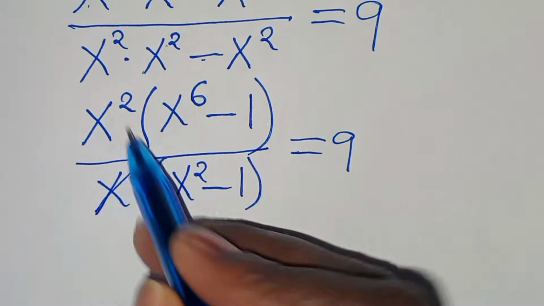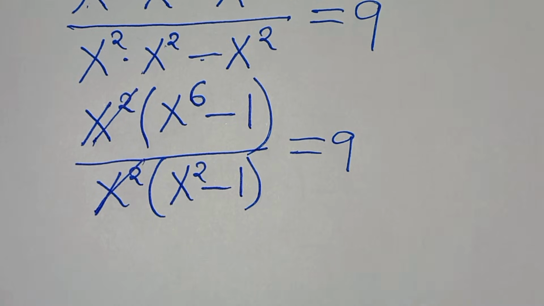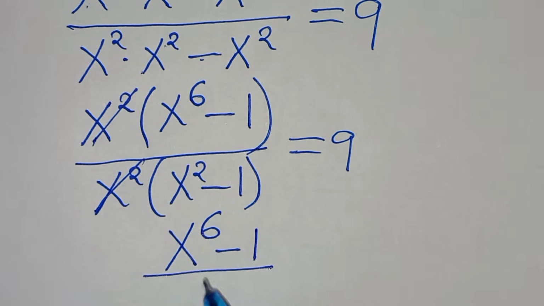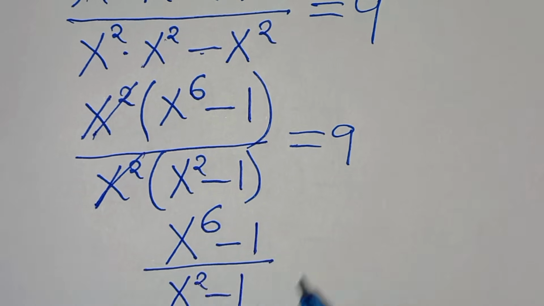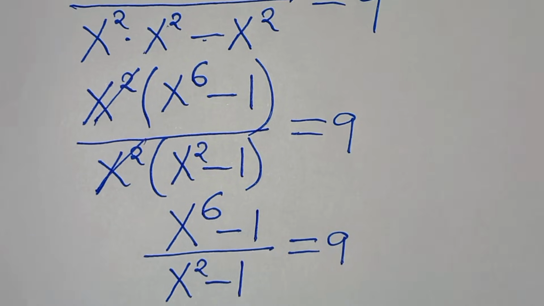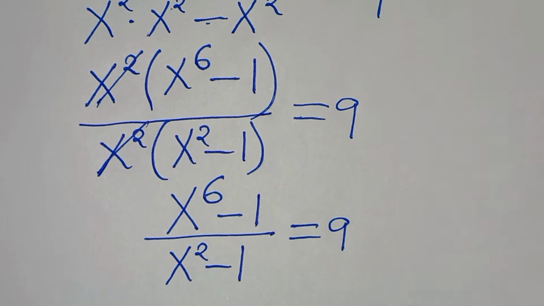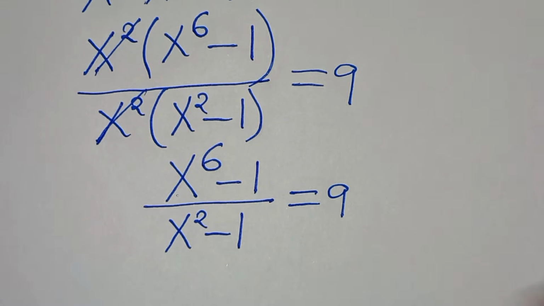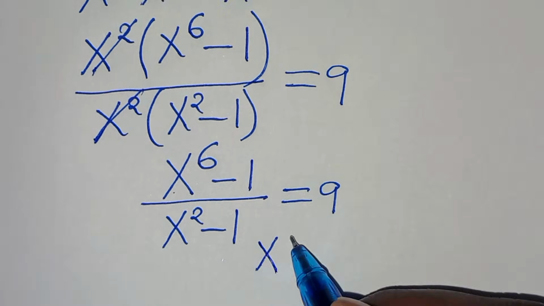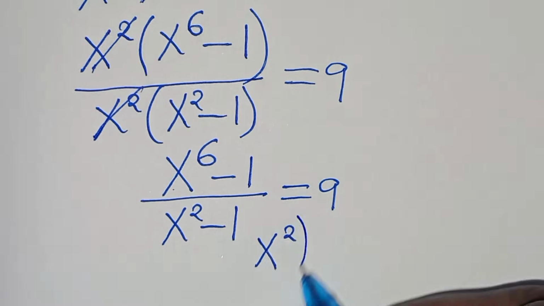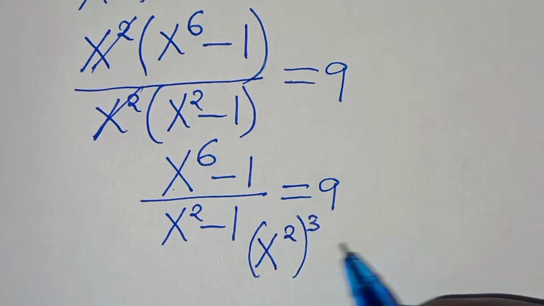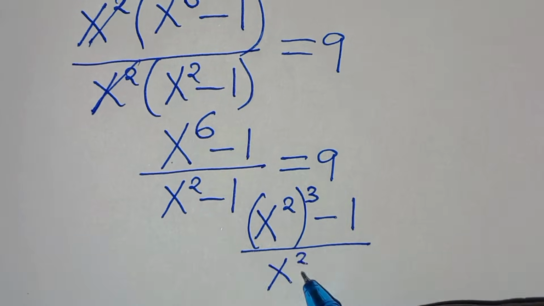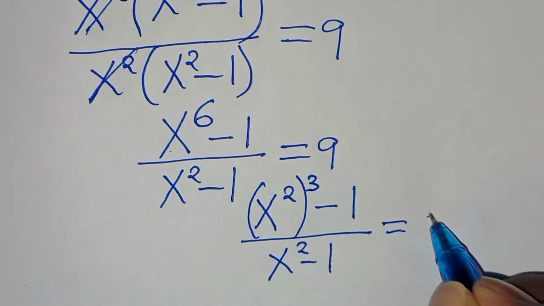x^2 is common here. We can simplify so that now we have (x^6 - 1) / (x^2 - 1), which is equal to 9. The next step is that we can express x^6 as (x^2)^3, then subtract 1, divided by x^2 - 1. This is equal to 9.